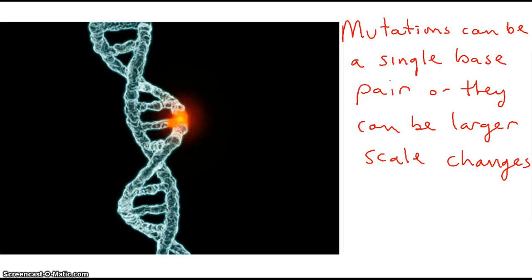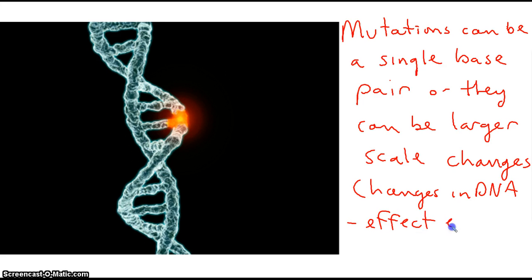So let's look at what mutations are and how they can happen. Mutations can be a single base pair, what they call a point mutation, or they can be larger scale changes like what we'll see as a frame shift. Remember, mutations are random, and they accumulate over time in populations and individuals and can be passed on. The big thing to remember about mutations is they're changes in the DNA, but they affect the expression of proteins.